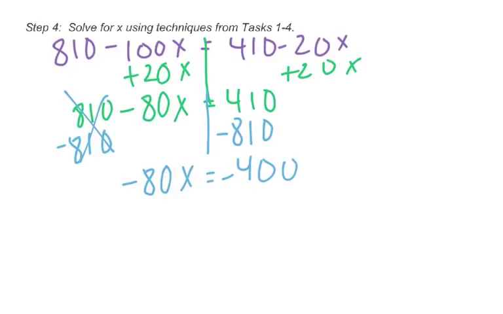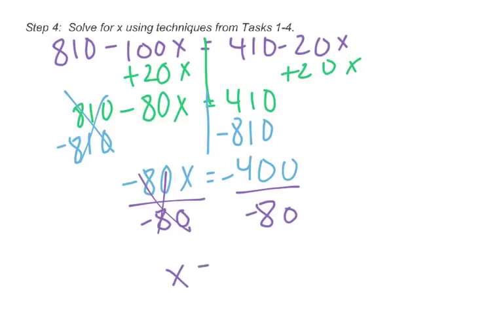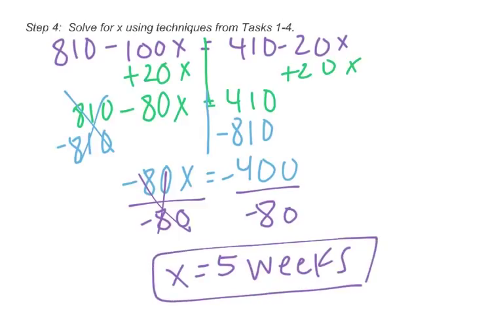Our final step, we want to divide both sides by negative 80. And we get x equals 5. So in 5 weeks, Brett and Sam will have the same amount of money in their savings account.